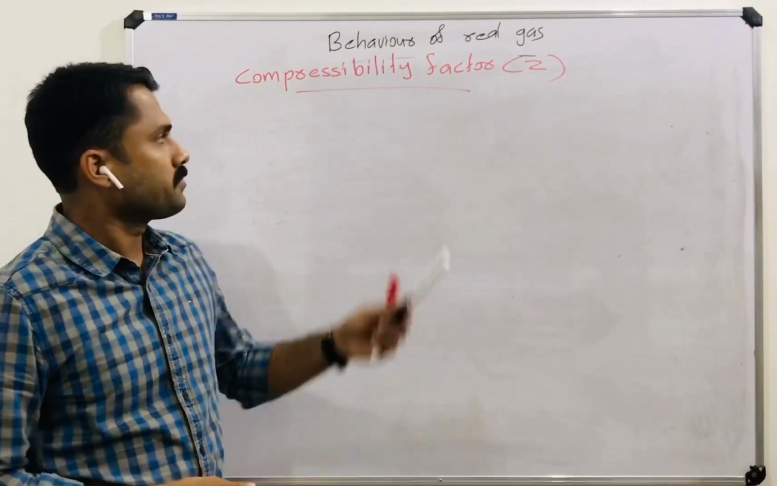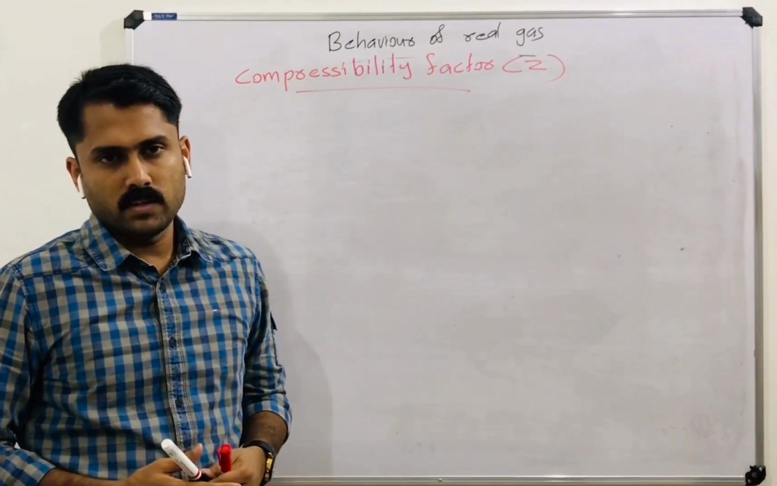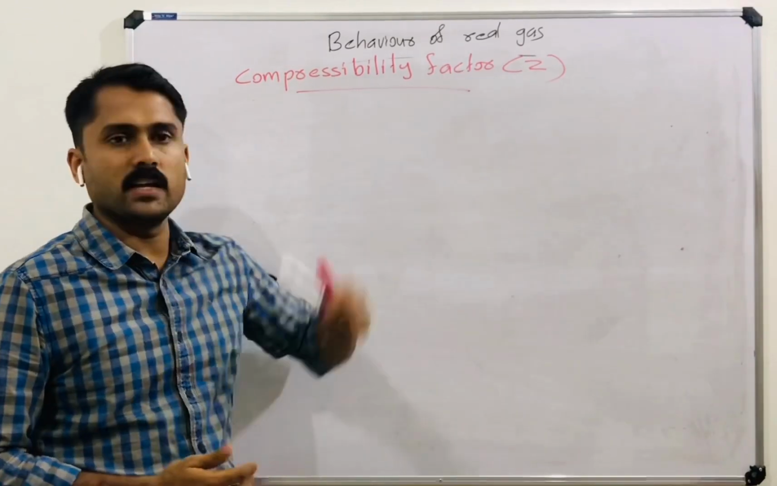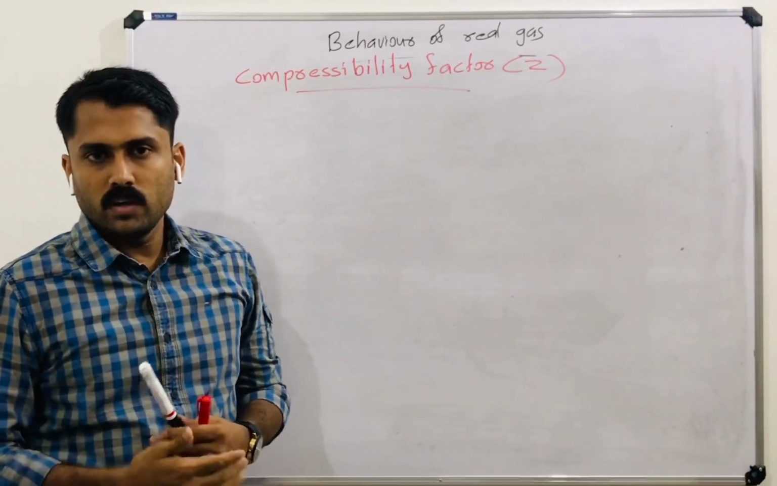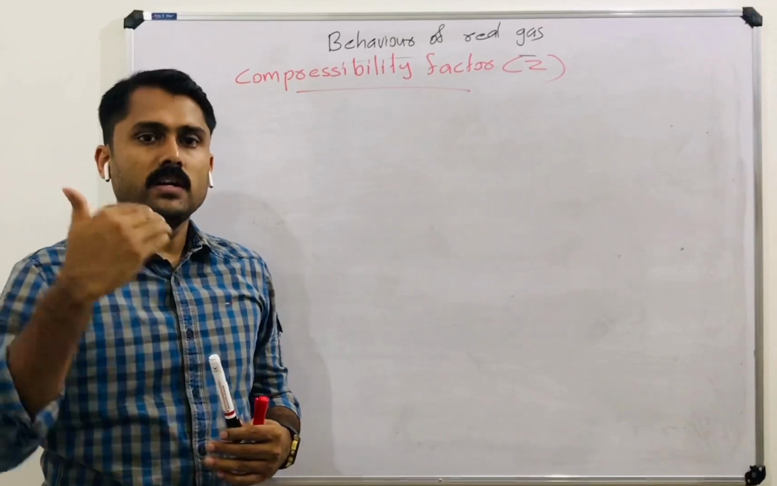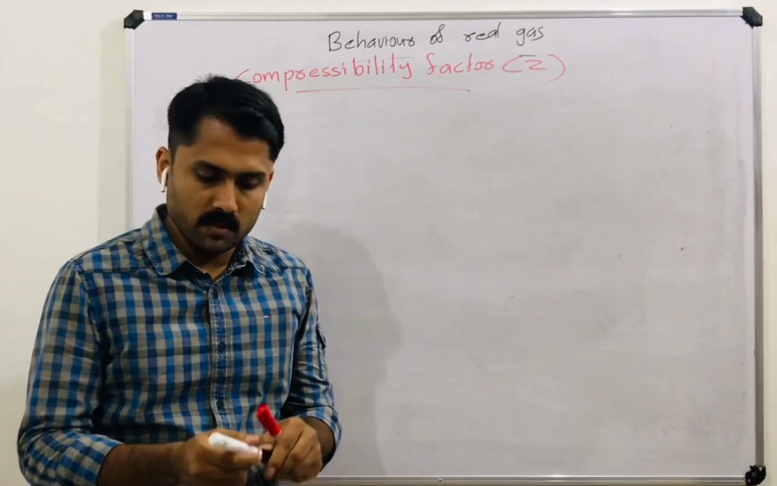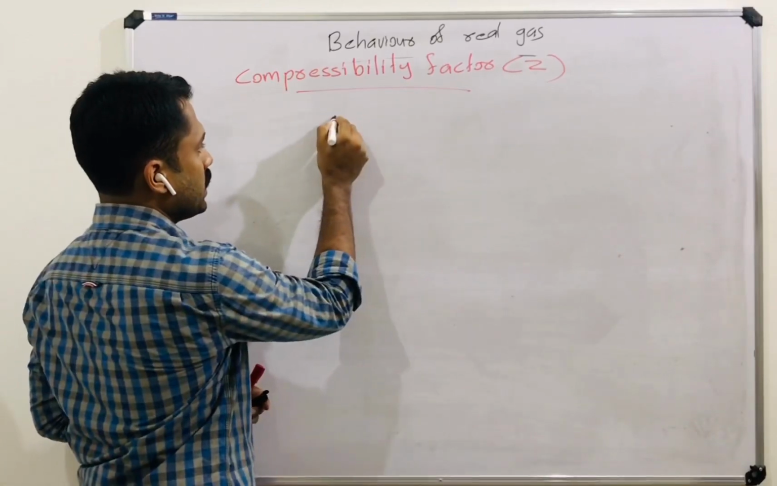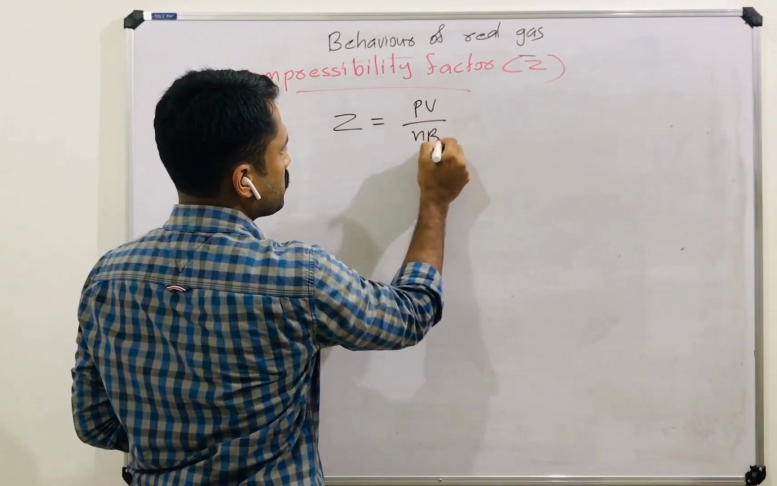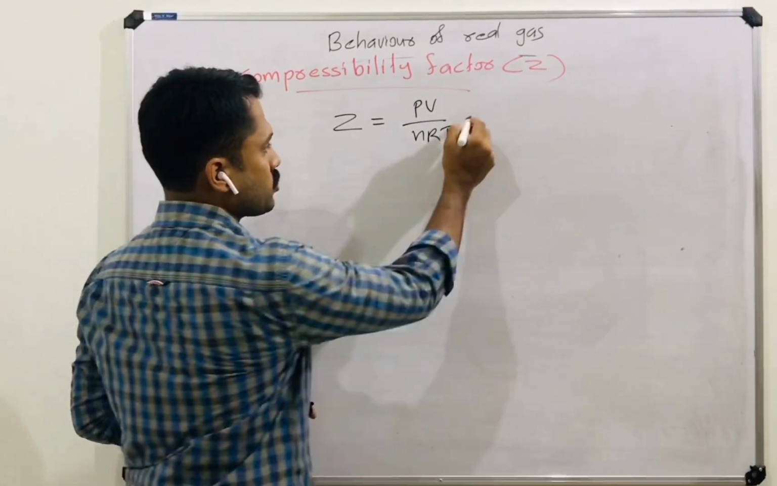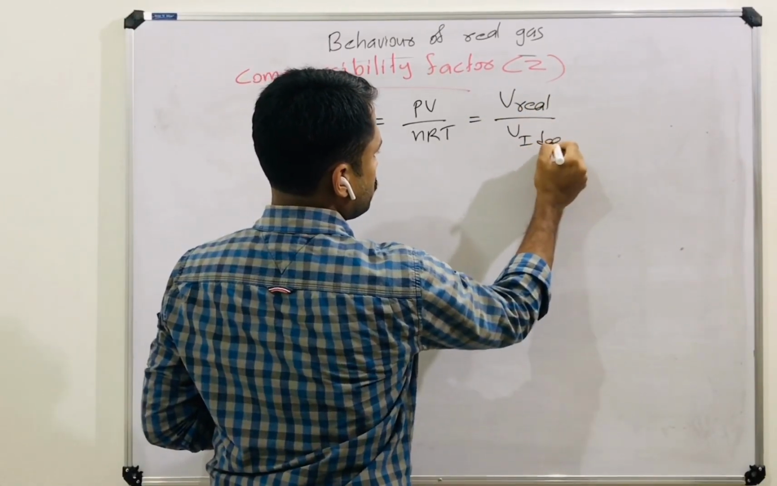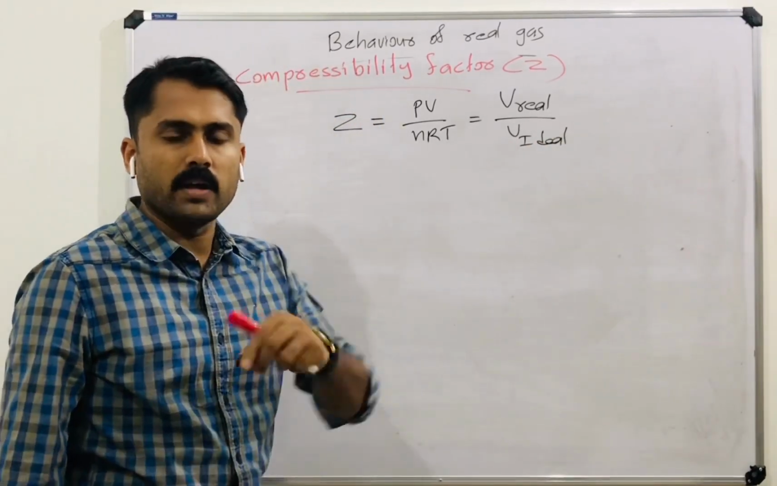Okay. Next we have to know about the compressibility factor. Compressibility factor is used to determine the deviation of real gas from ideal behavior. We know real gas shows deviation from ideal behavior, and we have to determine the extent of that deviation. For that, there is a simple equation: compressibility factor Z is equal to PV by nRT. This can also be written as V real by V ideal, the volume of real gas by the volume of ideal gas.